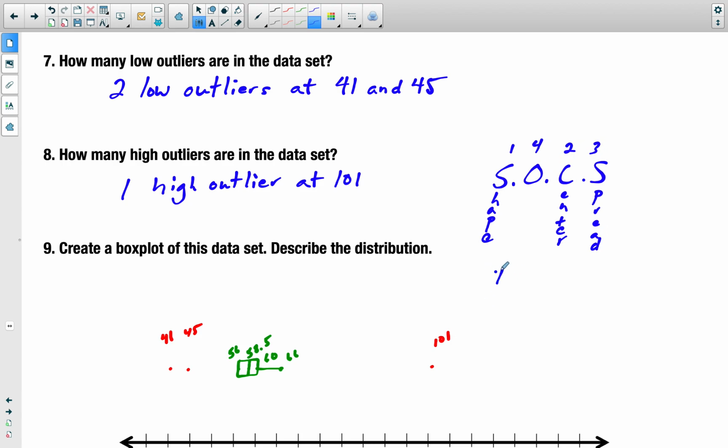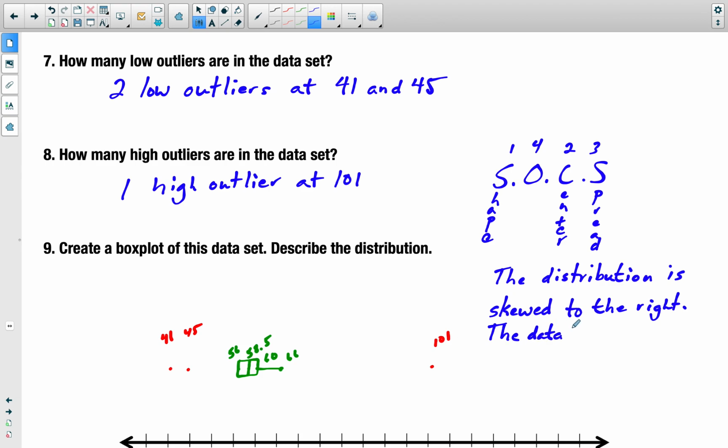So the shape: the distribution is skewed to the right. I know that for two reasons. I can tell from the distance from the median to the max and median to the min, but I also know the mean is greater than the median. The data is centered around 58.5, and I'll note that's the median.